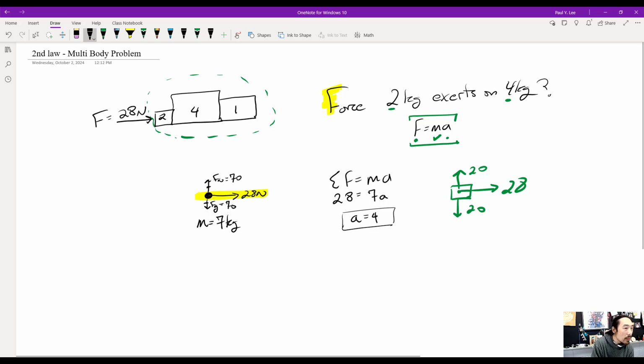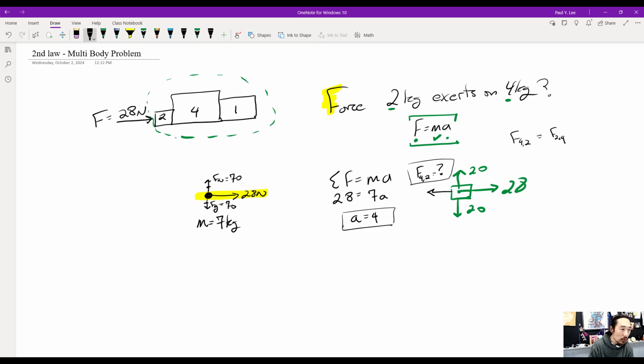When this 2 runs into the 4, the 4 will push back on the 2 to the left. I'm going to label this the force of 4 on 2, and that's what the problem is looking for, but we don't know what that is. That's the final solution we're looking for, because the problem asks for the force the 2 kilogram exerts on the 4 kilogram, but according to the third law, F of 4 on 2 is equal to F of 2 on 4, with a reverse sign.